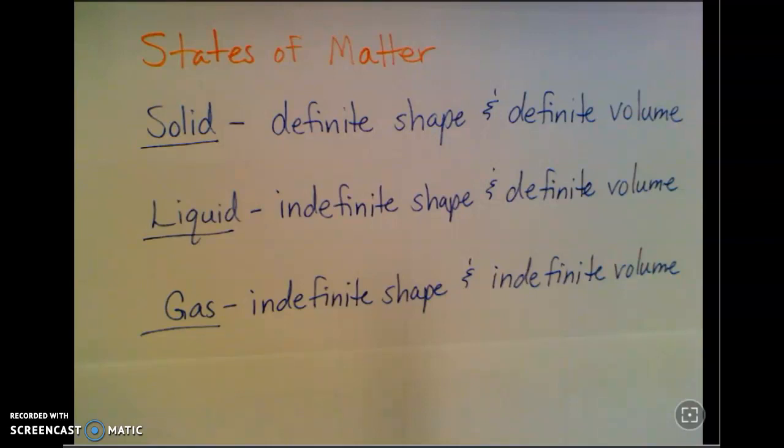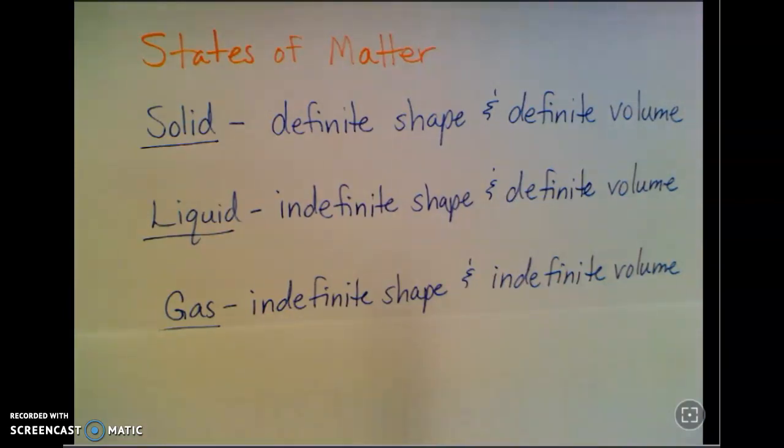Liquids also take up a certain amount of space that doesn't change. But if you put them in a different container, they're going to take the shape of that container. That may be what you learned instead of indefinite shape, but that's what that means. If I have a soda in a can, when it's in that can, it takes a certain shape. If I pour it into a glass, it takes the shape of that glass. If I pour it out on the floor, it spreads out pretty flat on the floor. And so indefinite shape is what we mean by that. But the amount of space that it takes up is exactly the same no matter what container it's in.